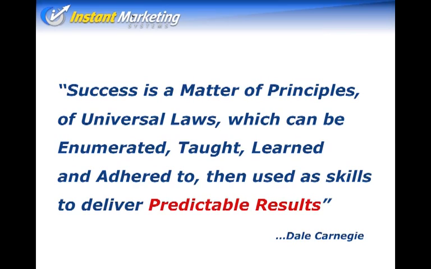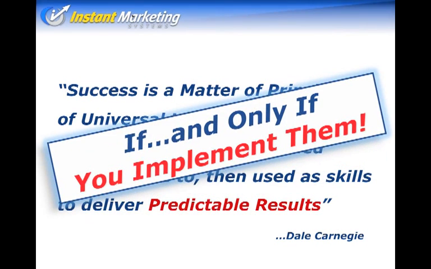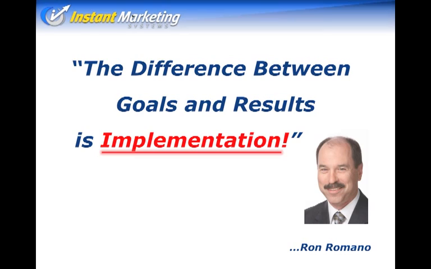Just before we start, I'd like to read you a quick quote by Dale Carnegie. Success is a matter of principles, of universal laws, which can be enumerated, taught, learned, and adhered to, then used as skills to deliver predictable results. You see, everything is a system, and if you adhere to that, then you have a greater chance of success. However, that's if and only if you implement them. Here's another quote. The difference between goals and results is implementation.